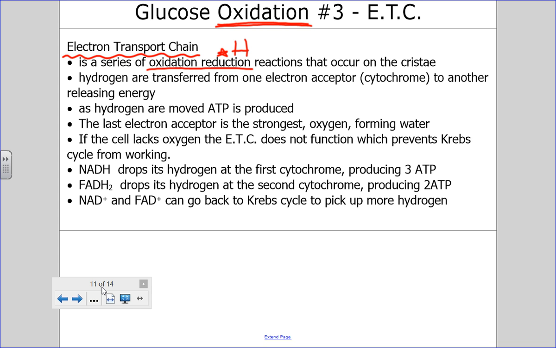Now, where is this happening? It's happening on the cristae. So if I look at a mitochondria, it's got the wavy line on the inside. That is the cristae.